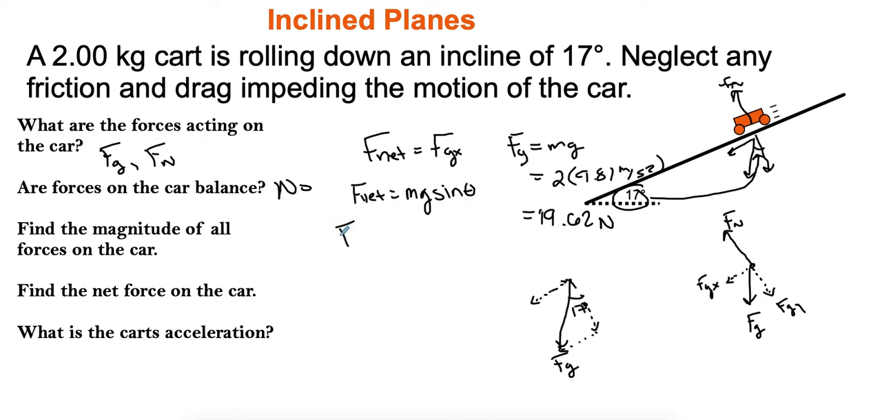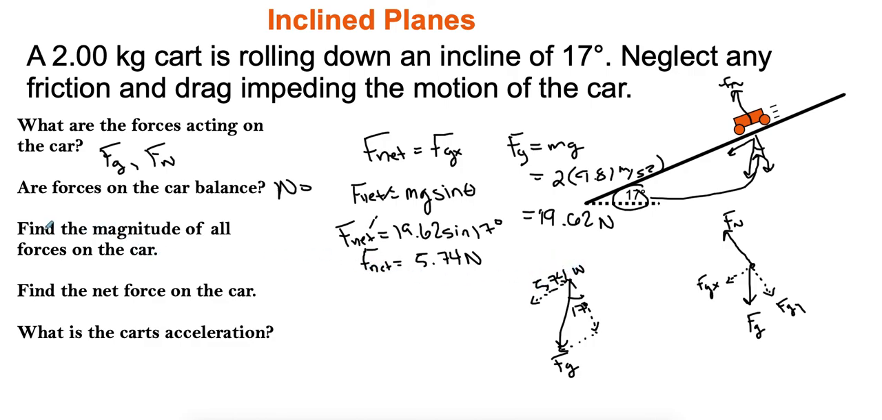Okay, so let's just bring those numbers in here. We have 19.62 sine 17 degrees. So put that in your calculator, and we get 5.74 newtons. So that's the net force. That's also my x component of gravity, because there are no forces acting against us. So it's just 5.74 newtons.